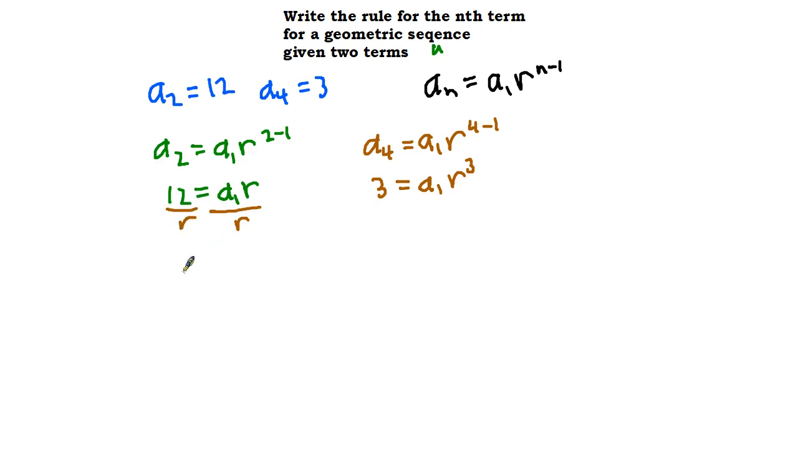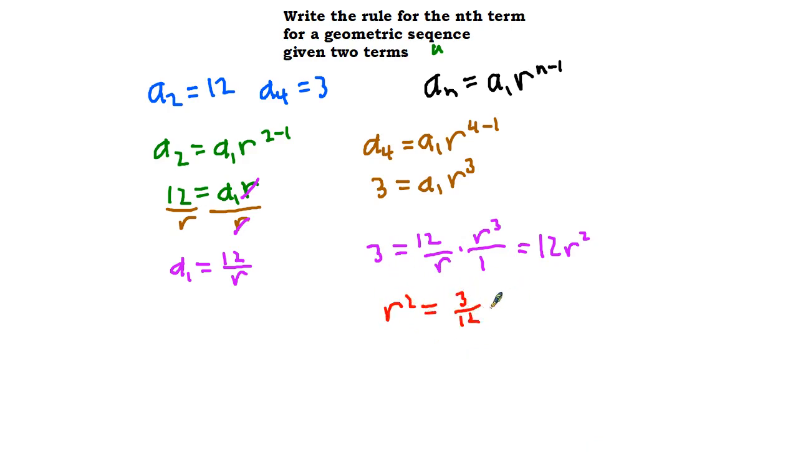I get a sub 1, let's go ahead and use a different color, a sub 1 equals just 12 divided by r. These r's cancel. And so then I can go ahead and substitute this 12 divided by r over here. So this will be 3 equals 12 divided by r times r cubed. And again, beautifully, r cubed cancels with r, and that just gets us 12 times r squared. And so from this we can then solve for whatever r is. So r squared is going to be equal to 3 divided by 12, which equals 1/4. And then we square root both sides, and r equals 1/2.